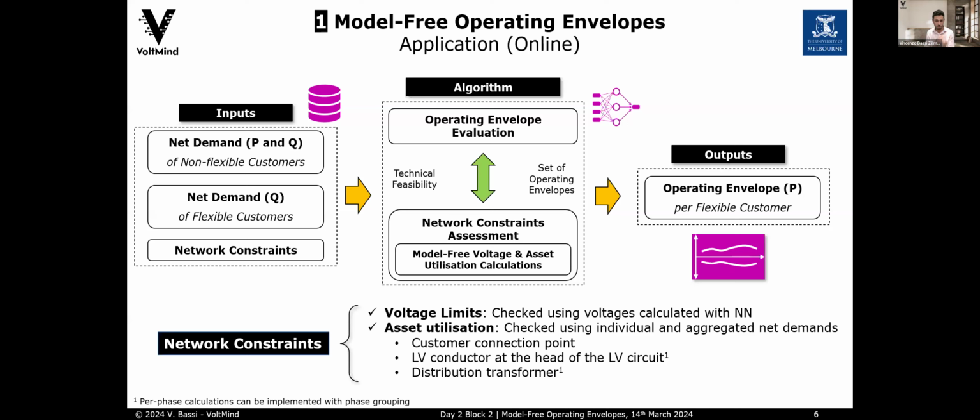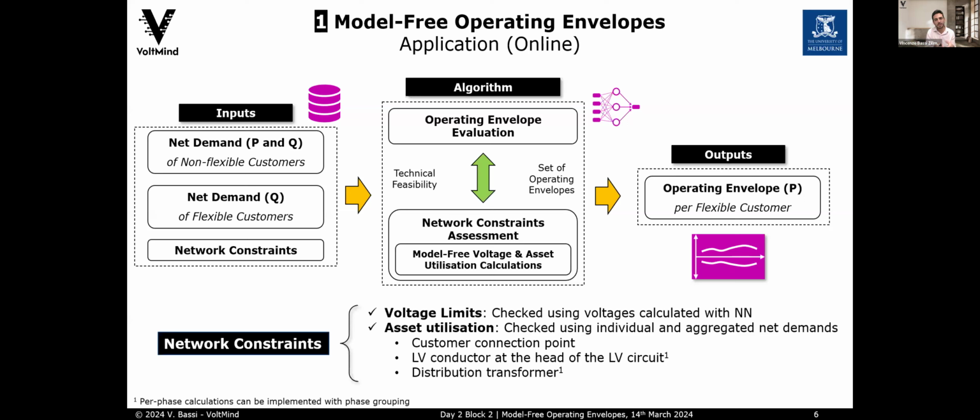The first one is at the customer connection point. The second one is at the LV conductor at the head of the low voltage circuit. And we are going to also check at the distribution transformer. And it's important to note that if phase grouping information is available, or if a data-driven method is implemented to identify this information, we can do this on a per phase basis, all right?